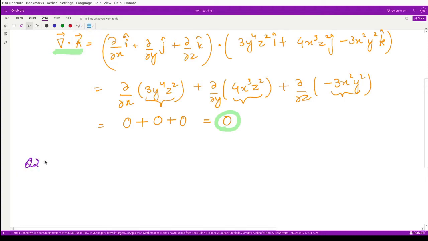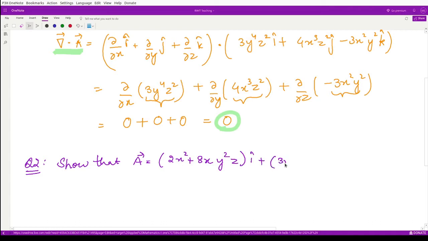Okay, so let us now move on to our second question. It says: show that vector A, which is defined by (2x square plus 8x y square z) i cap plus (3x cube y minus 3xy) j cap minus (4y square z square plus 2x cube z) k cap, is not solenoidal.